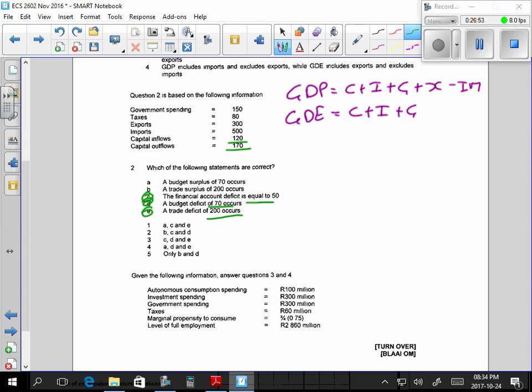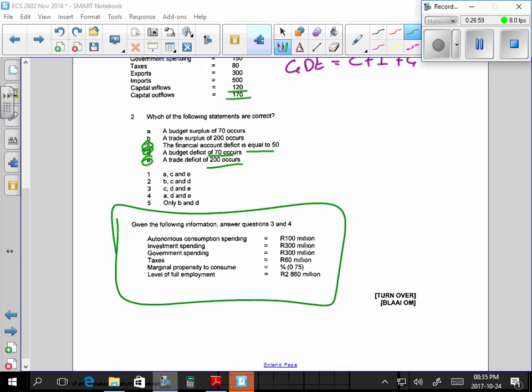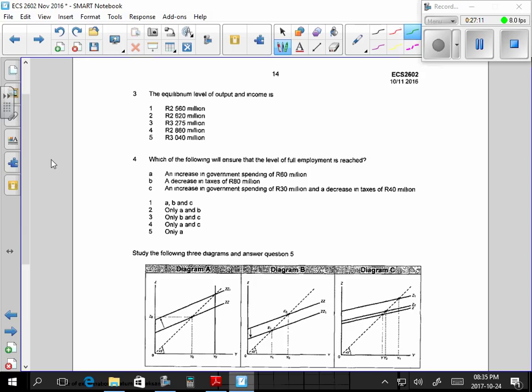Question. Given the following information, all right, so this is obviously your calculation of the equilibrium income. Definitely going to get this in your exam in some or other form. Okay? Now, the equilibrium level of output and income is what? Okay?